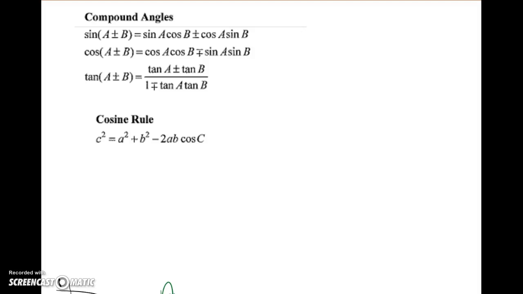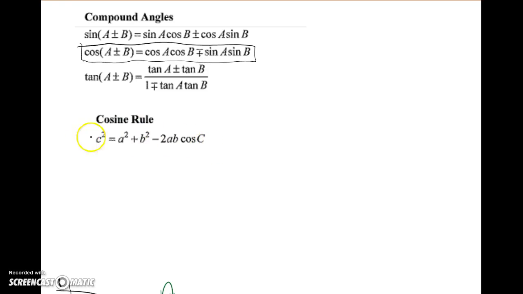Today we're going to be looking at the compound angle expansion. So pretty much we're wanting to prove this one over here. We're going to be using the cos A minus B. So we're hoping to show that it equals cos A cos B plus sin A sin B. So first of all, we're going to need our cosine rule. You would have done that last year in year 12, level 2.